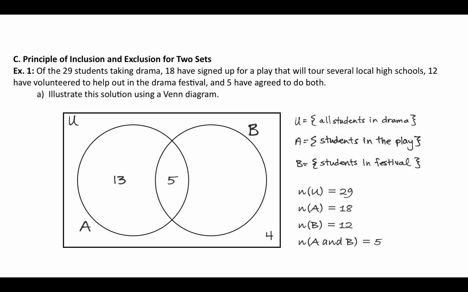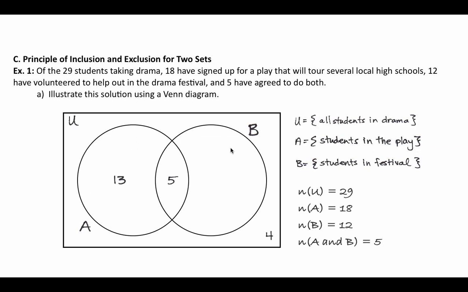Okay, so if we look at this, first of all, do we have 5 kids that are doing both? Yes. Do we have 18 kids that are helping out with the play? Yes, because 13 plus 5. So we've covered this circle and we've covered this set. Had we placed an 18 here, we would of course be incorrect, because then we would be saying that we'd have 18 plus 5 students in this circle helping out with the play, and that's not what we have. We have 18 students in total helping out with the play.